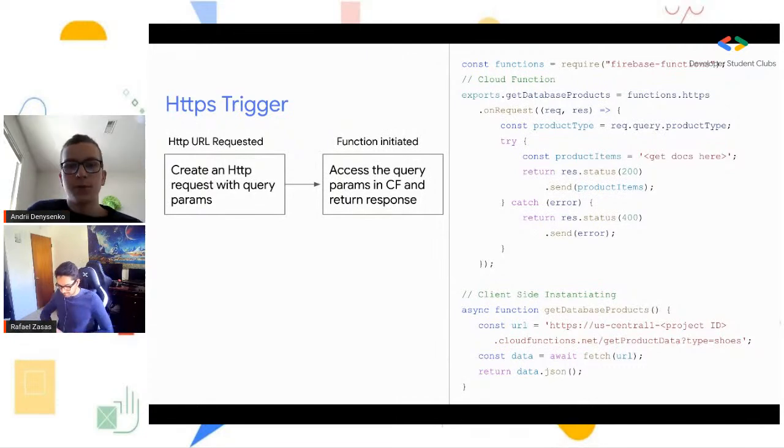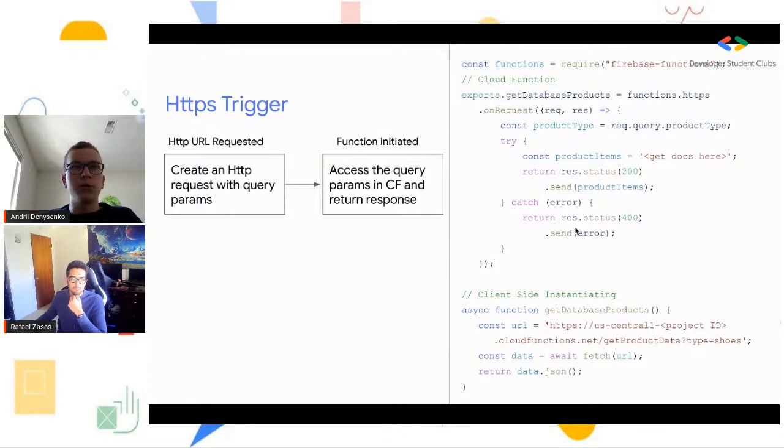Let's look at some examples here. So we have an HTTPS trigger. We've already seen that in the code, but basically it goes into your functions.https, listens to some requests, and responds with different statuses. So let's say we want to know some kind of product type from our query and then return all the product items. We can get the product type from our request, fetch those product items from our Firebase, and then respond with those product items to whoever was calling the function, with a 200.